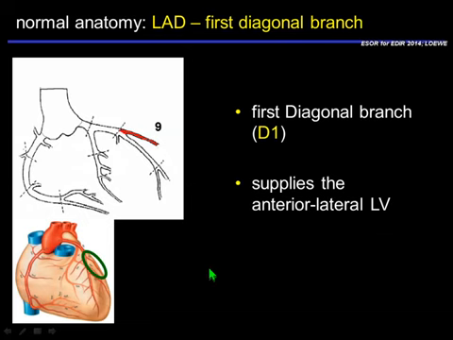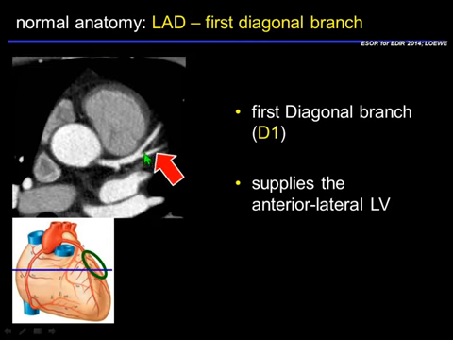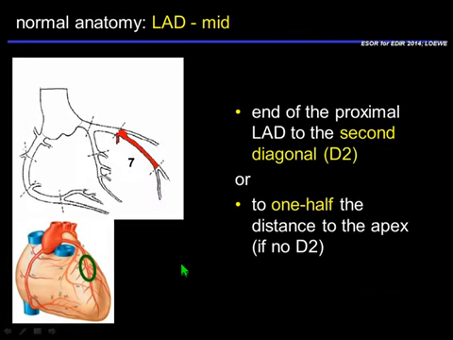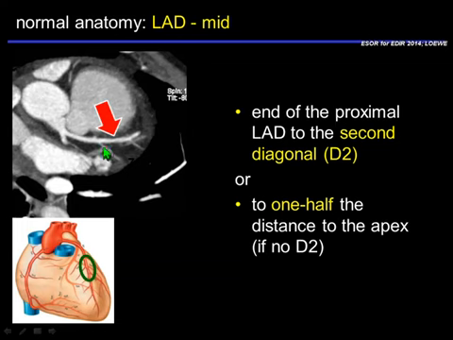This is the proximal LAD. The first diagonal branch is an important branch supporting the anterolateral parts of the left ventricle, and it's segment number 9, nicely seen here, a very large first diagonal branch. After the branching of the first diagonal branch, the LAD is no longer the proximal one, it's the start of the mid LAD. So the next segment is the mid LAD, from the branching of the first diagonal up to the branching of the second diagonal, or to half the distance to the apex in case of a missing second diagonal branch. So here between the first and the second diagonal we have the mid LAD.